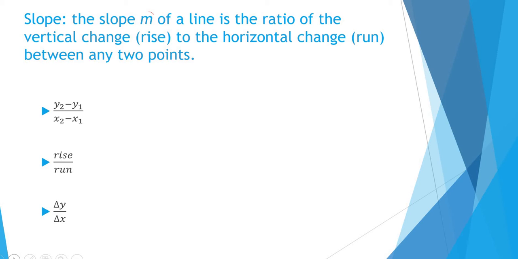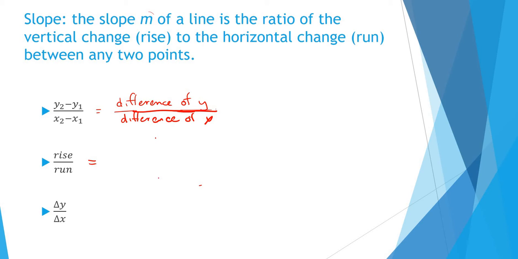So there are 3 ways to show slope. One is y sub 2 minus y sub 1 over x sub 2 minus x sub 1. And this is the difference of the y values divided by the difference of the x values. And that's one way to look at slope. Another way is considered rise over run.